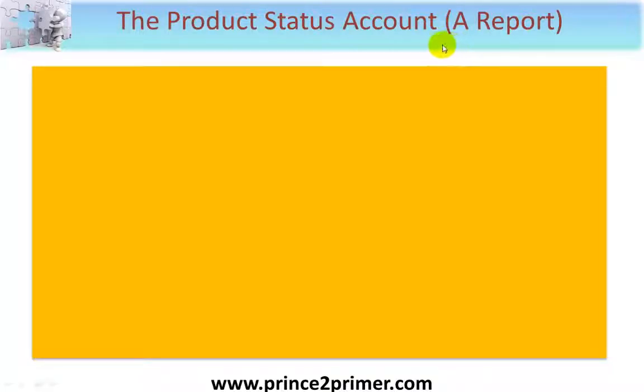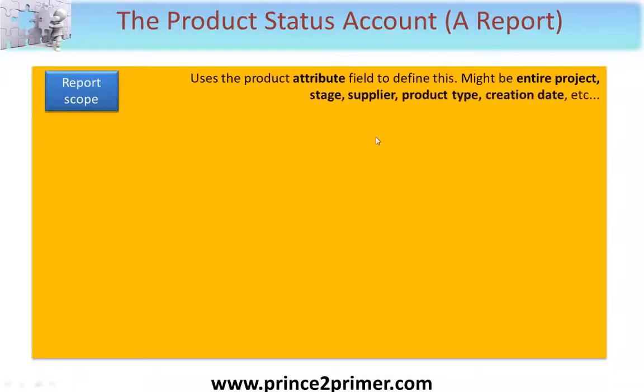It may be requested by project assurance or any other appropriate stakeholder. Now, the information you might ask for could vary wildly, so it uses the product attribute field, which I've touched on, to define this. It might be for the entire project, particularly if you're asking for one at the end of the project or at the end of a stage, or you might want to filter it via supplier, showing the particular products a given supplier is providing to your project, or it might be a product type. It could be anything, in much the same way that you'd filter information within a spreadsheet, if you will.